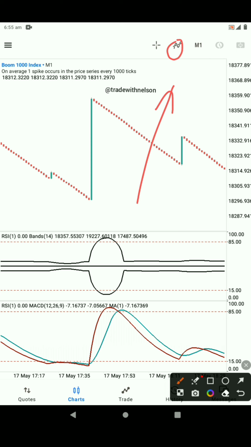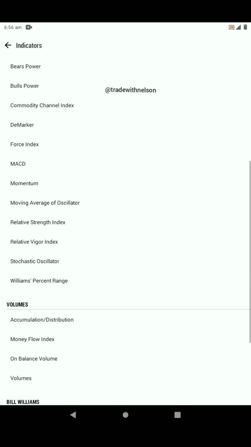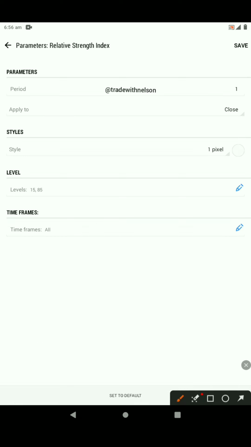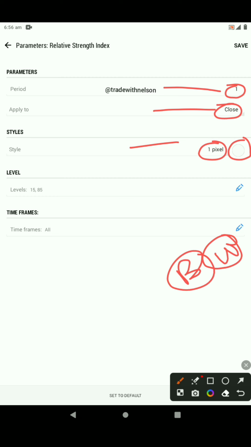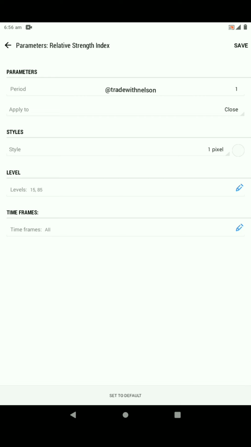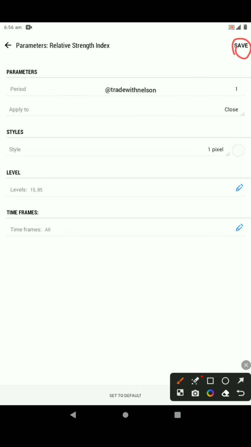So first thing you do is click on this indicator icon over here. As you can see, I have just 4 indicators: relative strength index, Bollinger Bands, MACD and moving average. To select the first relative strength index, click on the F icon on the main chart. Scroll down a bit, relative strength index, click on that. Make your period 1, apply to close, style 1 pixel, select the color of your background. If your background is black, select black. If it is white, select white. For the levels, click on this pen icon, add level, type 15 and 85, style, make it 1 pixel and select a color of your choice. After that, click on save.